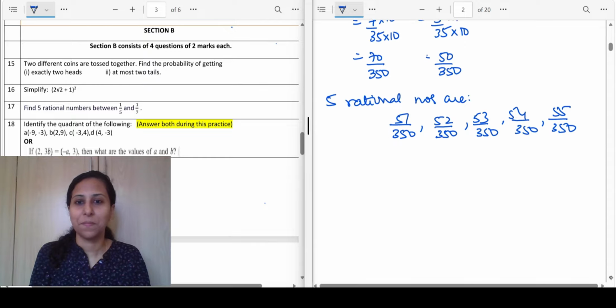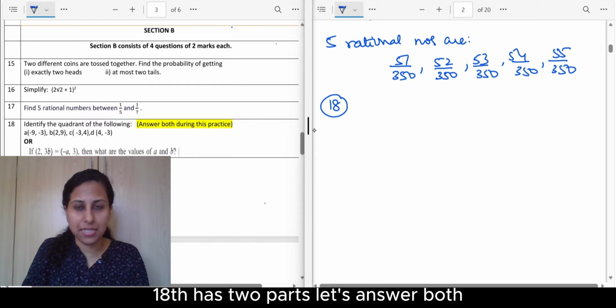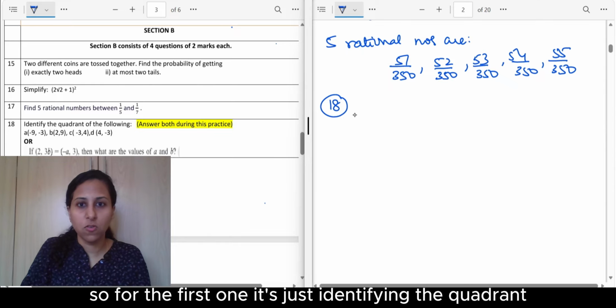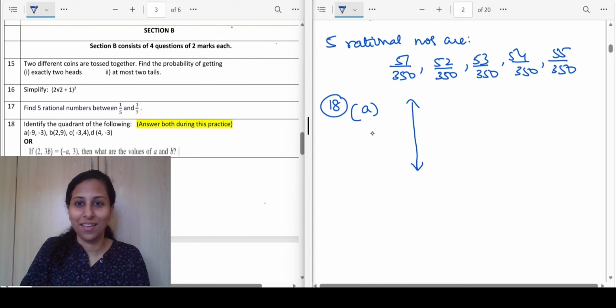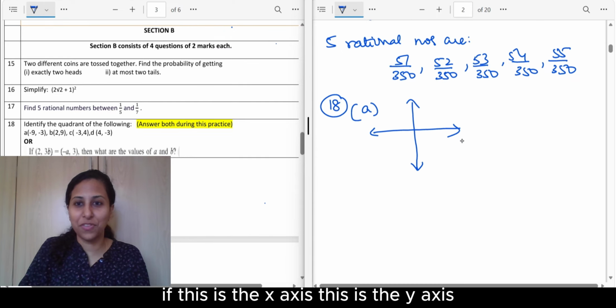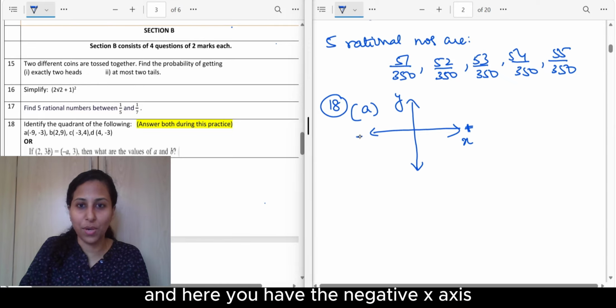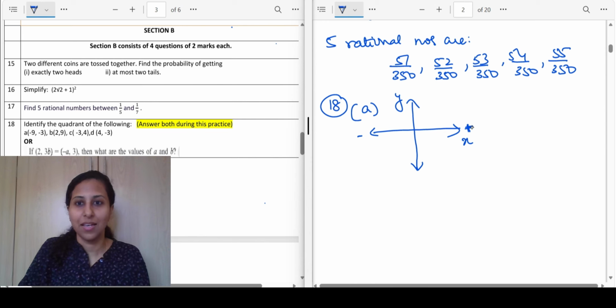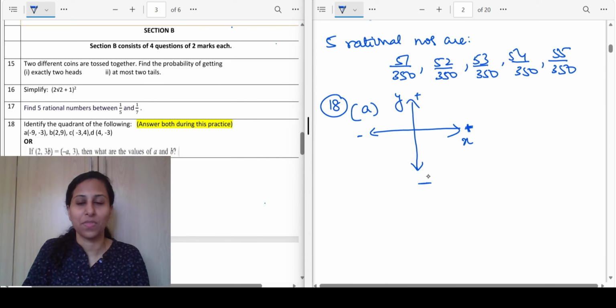18th answer. The 18th has 2 parts. Let's answer both. So for the first one, it's just identifying the quadrant. Do you recall what we discussed about quadrants in the previous video? If this is the x-axis, this is the y-axis. Remember, this is the positive x-axis and here you have the negative x-axis. This is the positive y-axis, that's the negative y-axis.